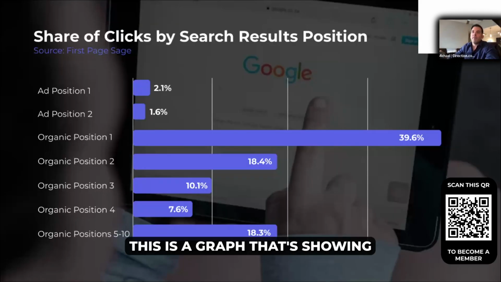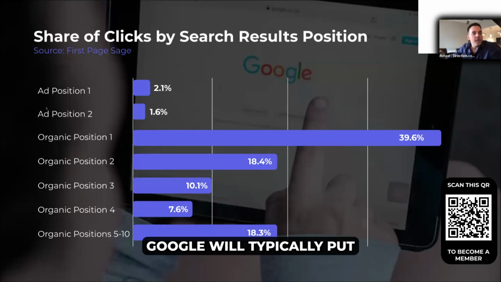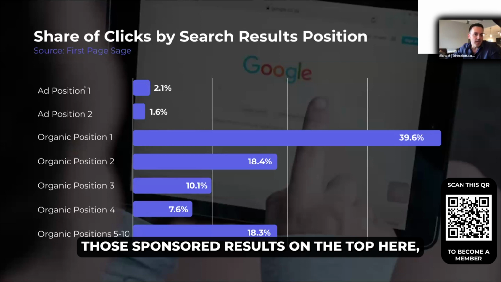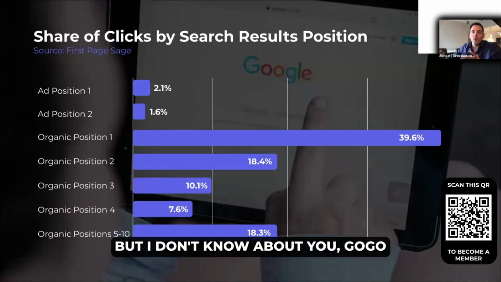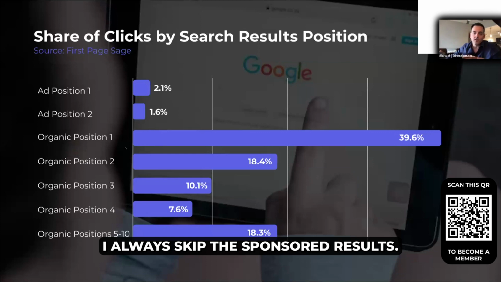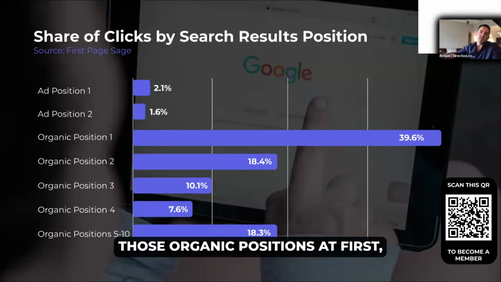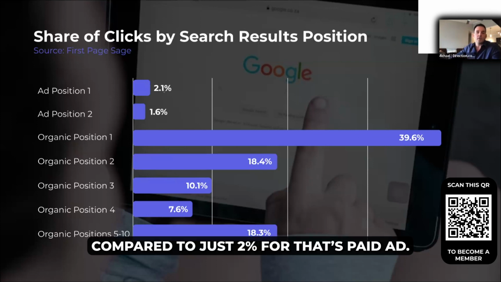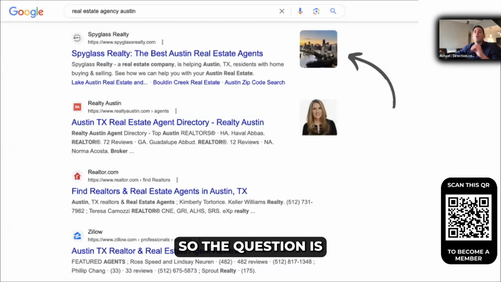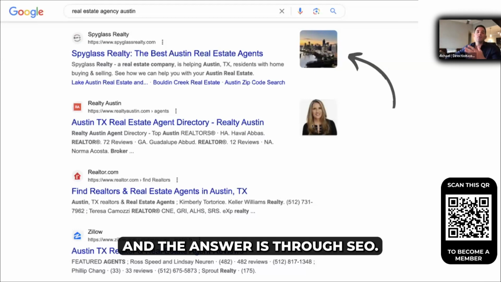This is a graph showing the share of clicks that every position is getting. Google will typically put those sponsored results on the top, and then they have the organic results right below there. But I don't know about you, Gogo, I always skip the sponsored results. I'm always going to those organic positions first. And that's pretty much what this graph is showing. Most people do that. So that top organic position is getting 40% of all clicks compared to just 2% for that paid ad. So the question is, how do we get into those top organic results? And the answer is through SEO.